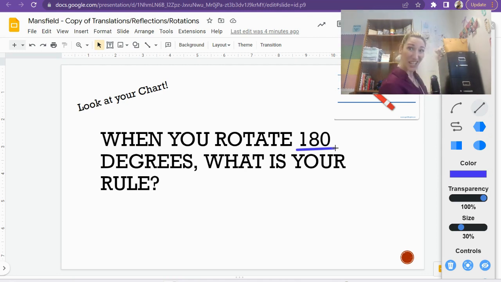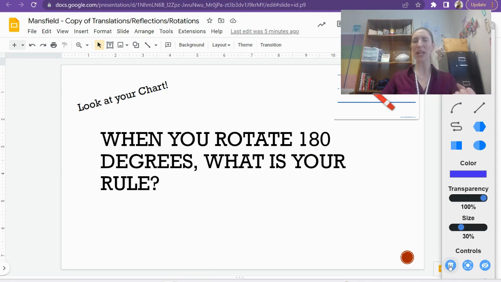That's the same thing. I ended up looking at the same place, right? That's why for 180 and 360, it doesn't really matter which way you're going. So here we go. What do you have for 180 degrees? What is the rule? Hopefully you have negative x, negative y on your chart, and you can find that, and you can understand your chart and how your chart works.